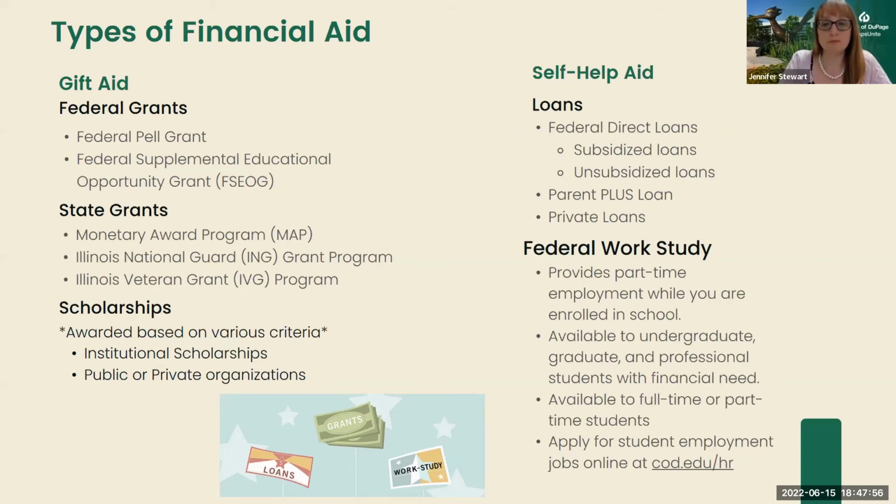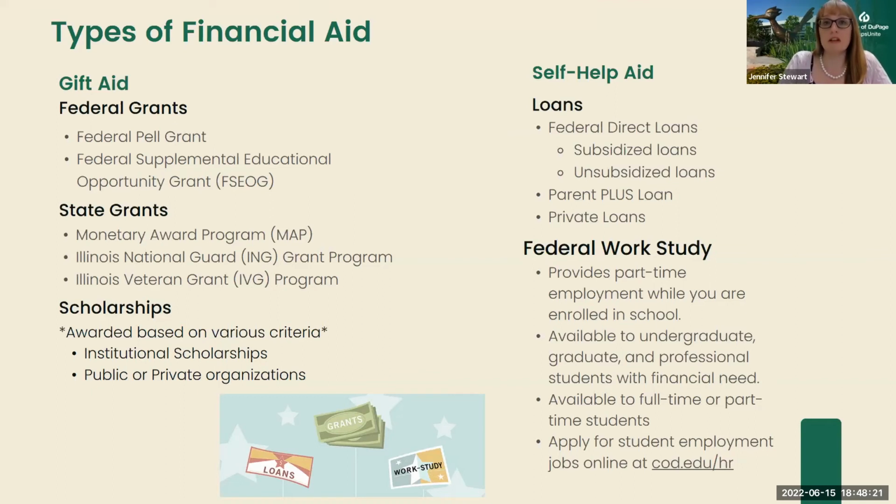Now, there are loans that parents can take out on behalf of their dependent student. And in these cases, the loan is in the parent's name. So the student has no legal responsibility to pay back that loan. And that's a loan the parent would take out on their behalf to help pay for their dependent student's college education. Again, filing the FAFSA to apply for those.